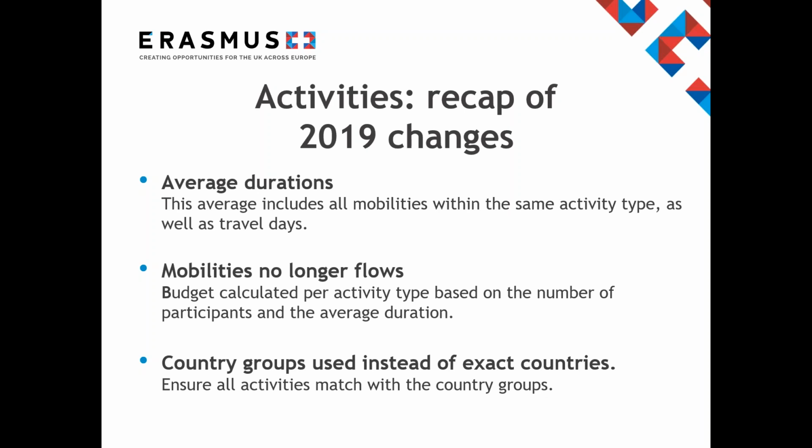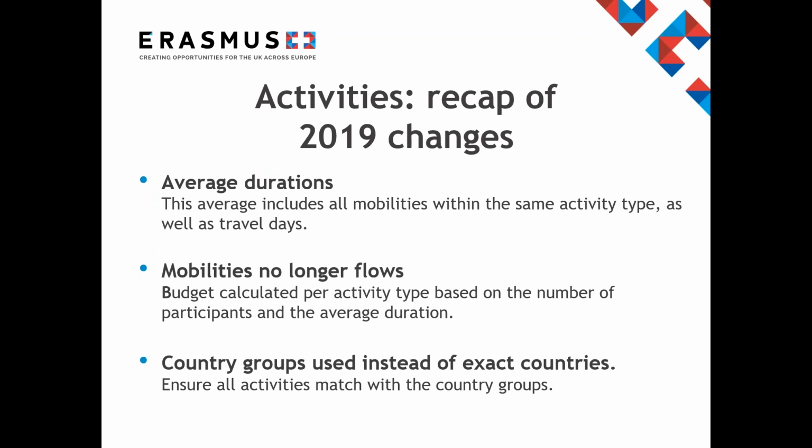So here we can see a recap of 2019 changes. Firstly, all duration of mobilities are now calculated as an average. This was introduced to allow for some flexibility regarding mobility durations, especially for larger projects. It is important that even though it is not an exact number, the duration and the budget you applied for is on track throughout the course of your project.